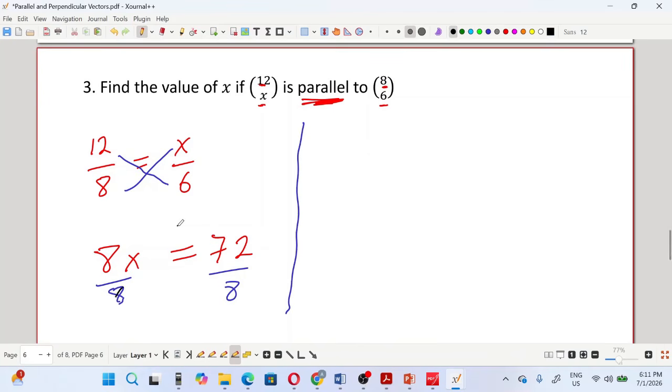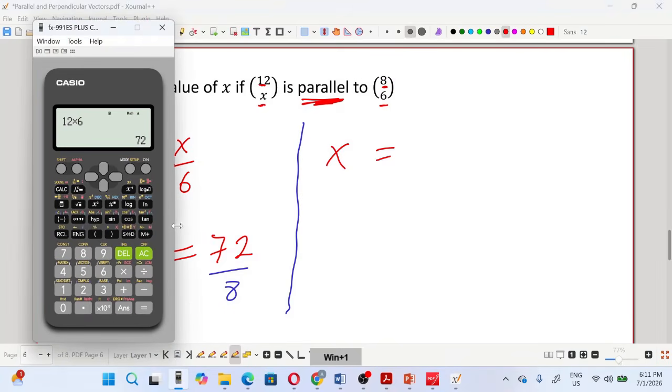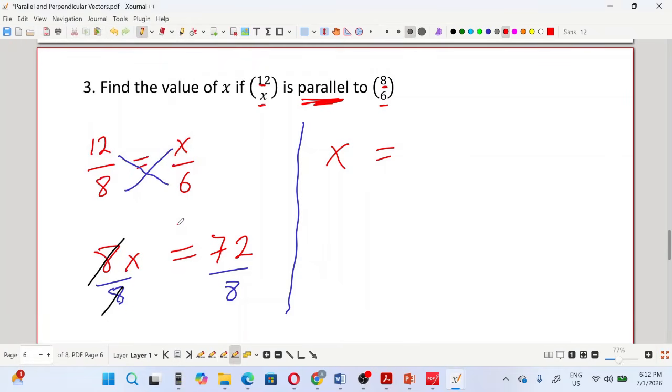So now I know the 8's are going to cross out. I have my x by itself. I have my x equal to my 72 divided by 8, right? Now I know my x is going to be equal to 9. So it tells me that my x is equal to 9, right?